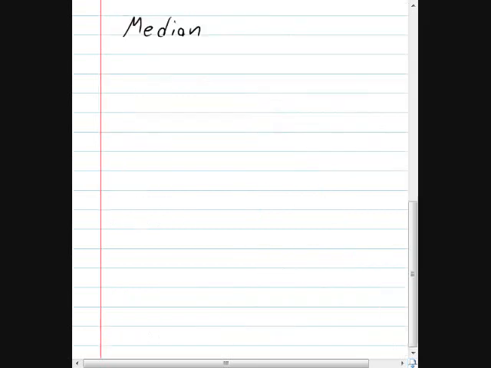The next measure of central tendency we'll look at is the median. The median is the middle number of a data set. Suppose we have the following data set, 1, 3, 2. To find the median, first we must order the data set. So 1, 2, 3. Then the median would be the middle number of this data set. In this example, the middle number is 2.